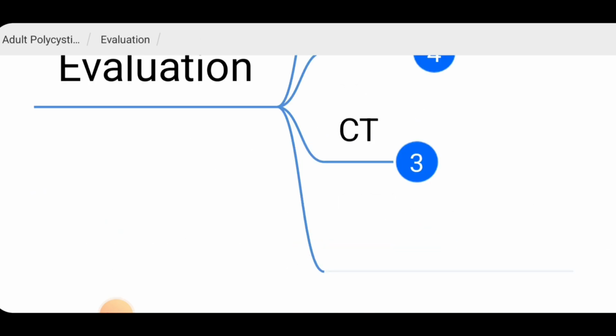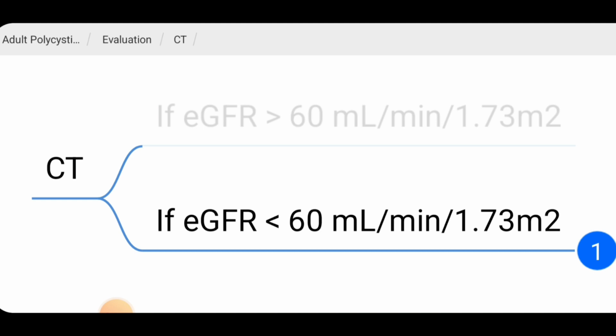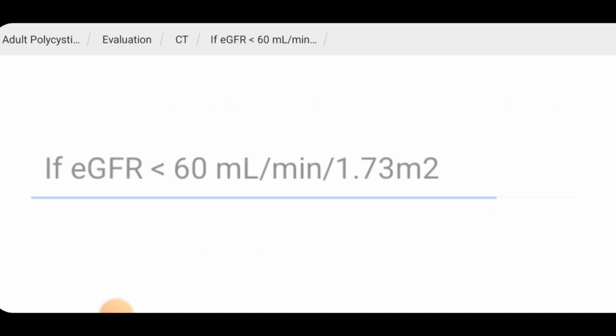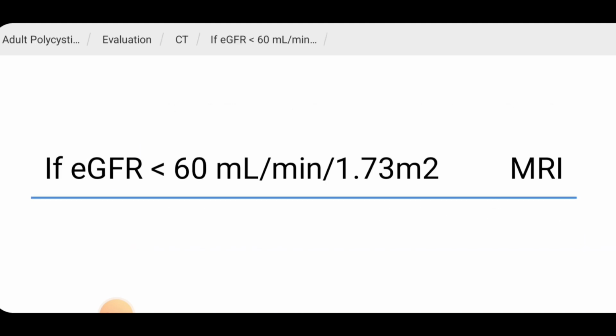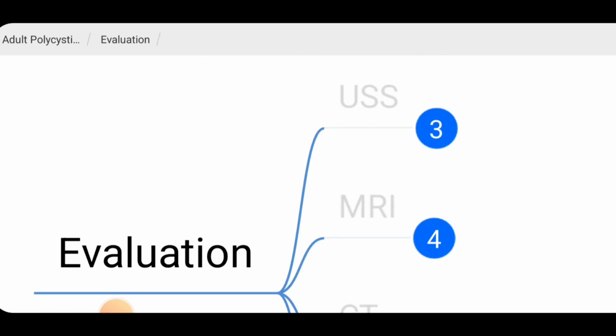We can do CT for these patients as well. We can do CT with contrast if eGFR is more than 60 ml per minute per 1.73 square meter. If eGFR is less than 60, then we can do MRI. We can also perform genetic testing for these patients. However, these investigations are decided based on the index case.